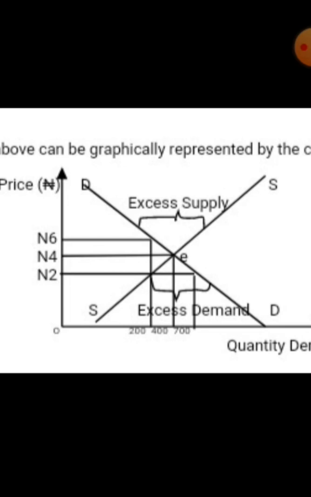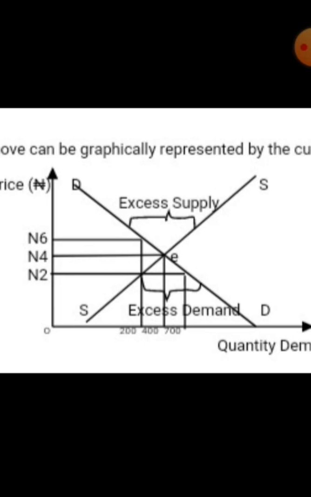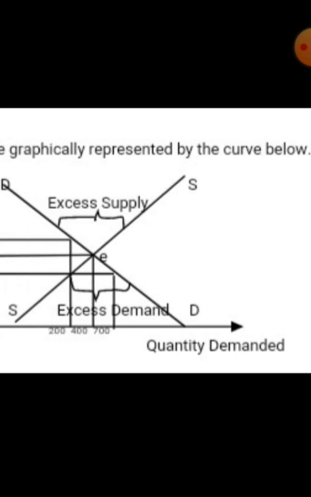Then don't forget, we have the origin at 0. We also have the demand axis and the supply axis. Don't forget your excess supply. Excess supply is any point above the equilibrium point. Excess demand is any point below the equilibrium point.